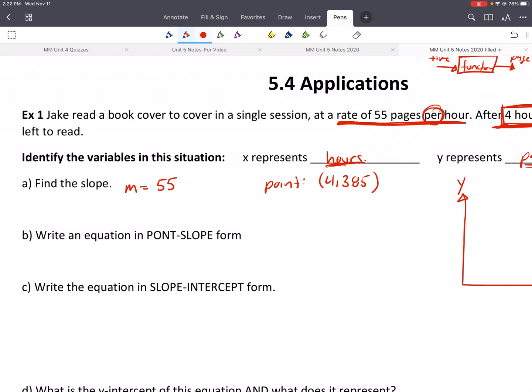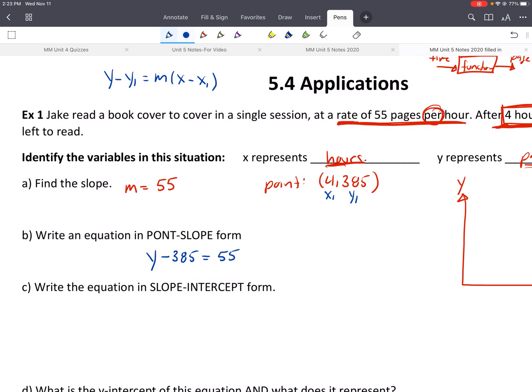So now we can write our equation in point slope form. Again, we'll label these. This is our m, this is our x1 and our y1. Our point slope form is y minus y1 is equal to m times x minus x1. So we'd do y minus y1, which is 385, is equal to our slope, which is 55.